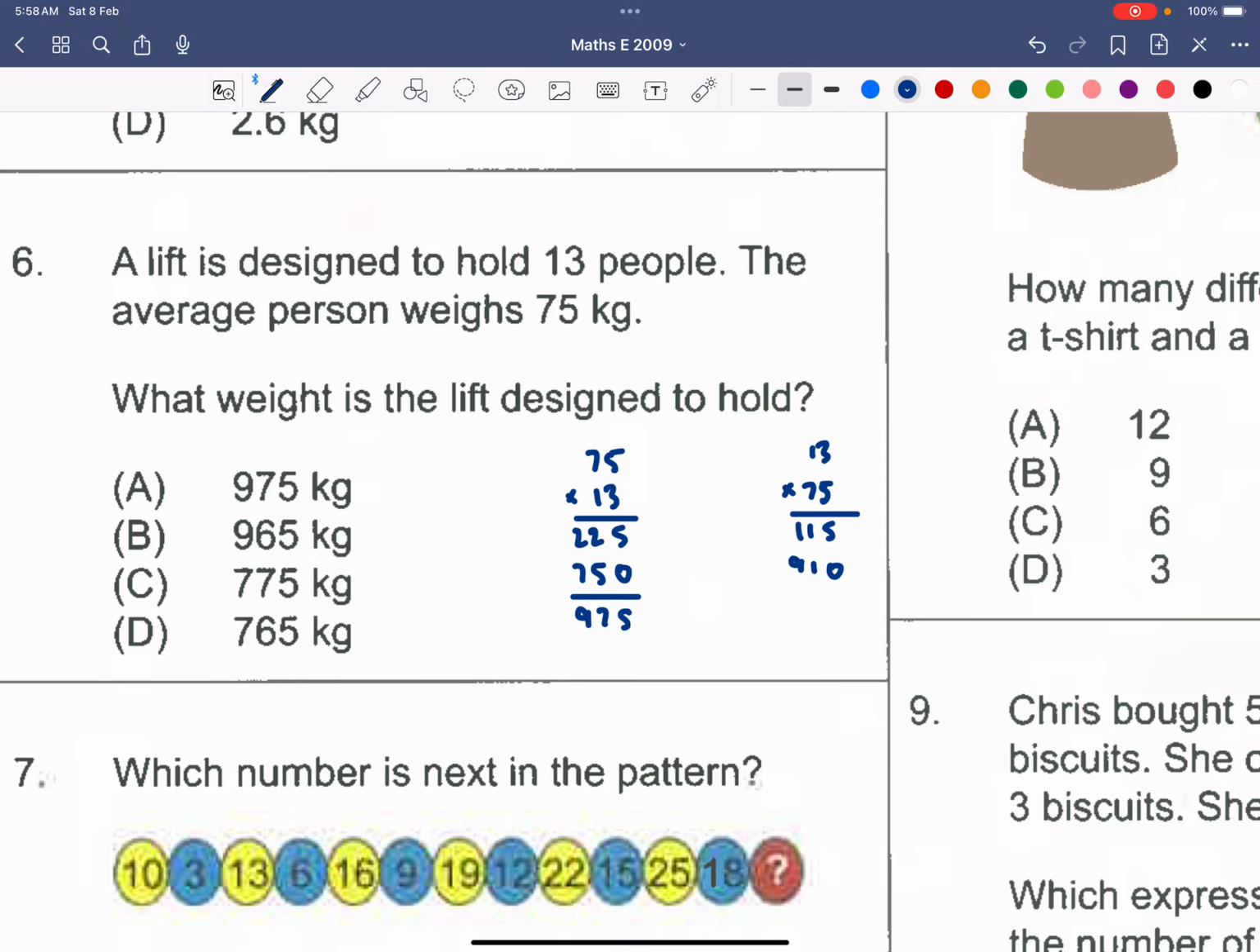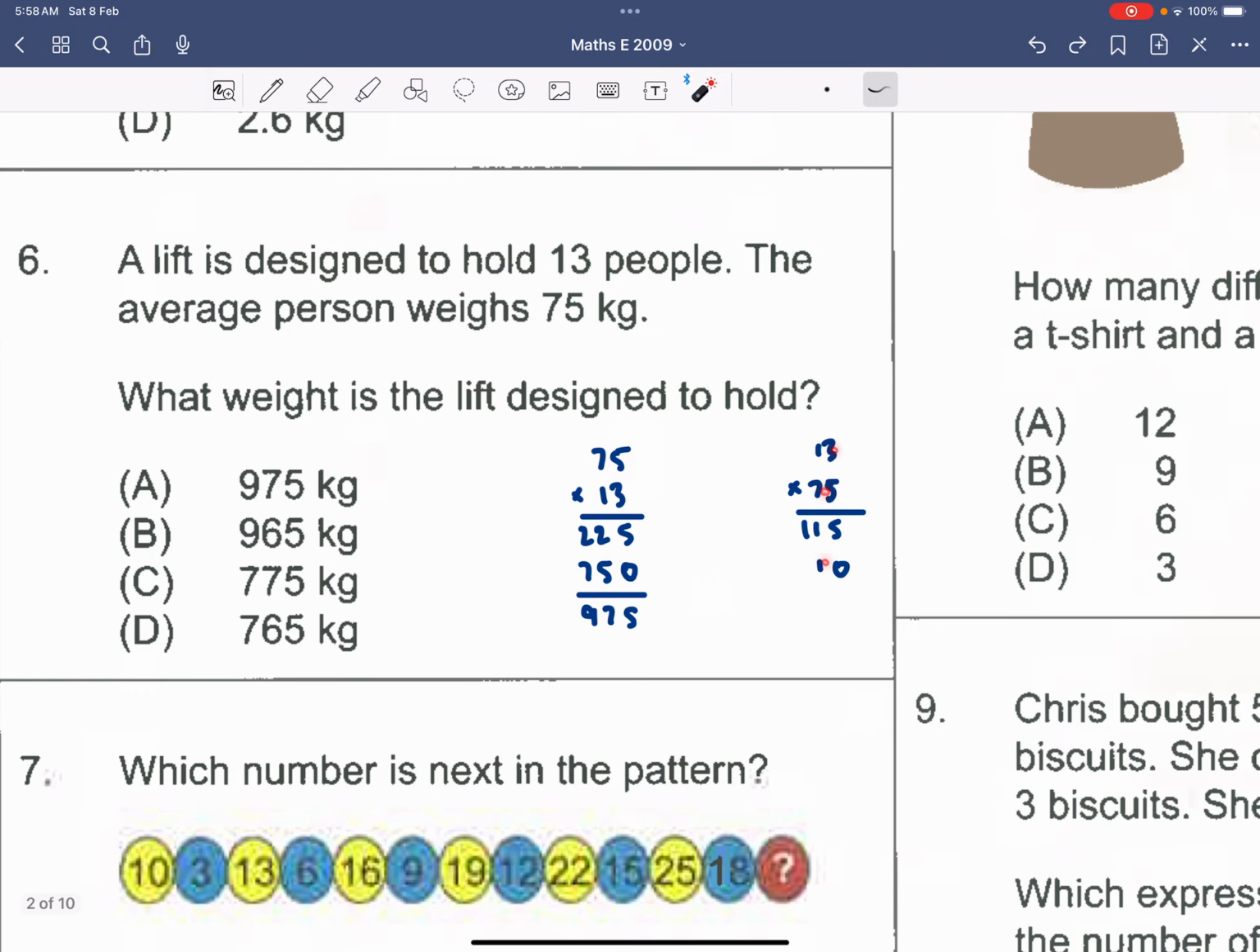Okay, did I do that properly? 3 sevens are 21, carry the 2. 1 7 is 7, plus 2 is 9. That's perfect. Now what I didn't do properly is the top part. Okay, I made a silly mistake. Let's try again. 3 fives are 15, carry the 1. 1 5 is 5, plus 1 is 6. So that was my mistake. I didn't do 13 times 5 properly. You add them all up, and then you get 5, 7, 9. All right, always good to double check, or always good to do your question a different way. So the answer is 975 kilos.